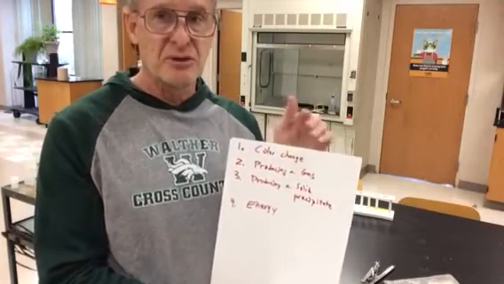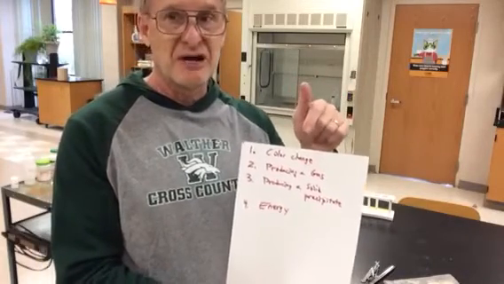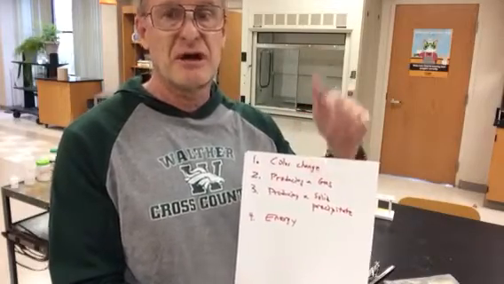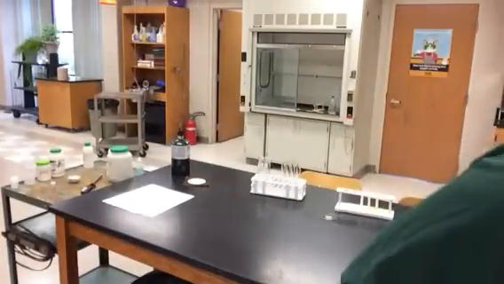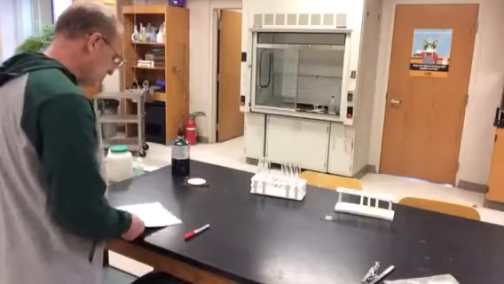So most chemical reactions will have at least one of those, and to be honest, most chemical reactions have 2 or 3 of these occurring all at once. So we will use these to help us identify if we have a chemical reaction today. Okay? All right, so our first step is to find our data table.